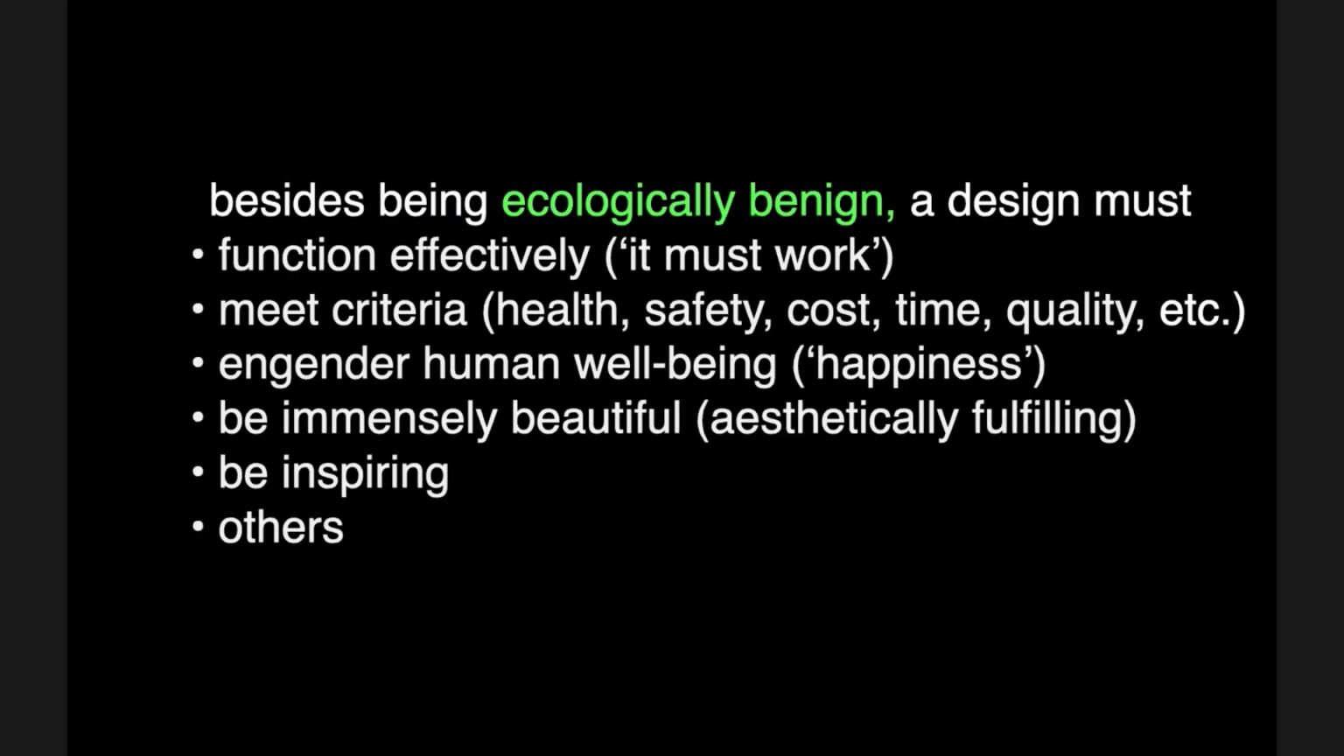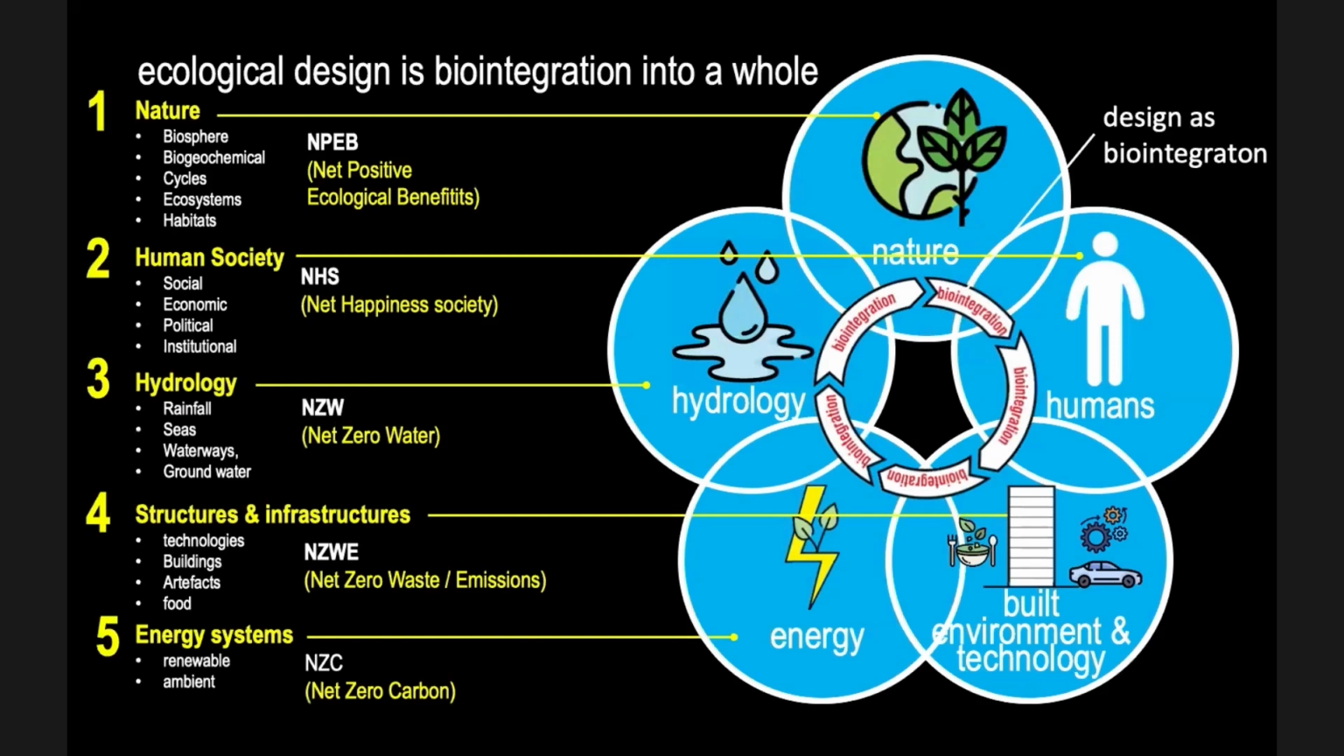And so in ecological design, a design must function effectively, it must work, must meet criteria, it must engender human well-being, must be beautiful, and be inspiring. And these are the five factors we need to consider in ecological design: nature, our built environment and its impacts, our structures. We should try and make it into zero waste, and all the materials that we use should be recyclable. And finally, our energy systems have got to be renewable sources and should not use up fuel that contaminates the built environment. So in summary, this is what ecological design is all about.